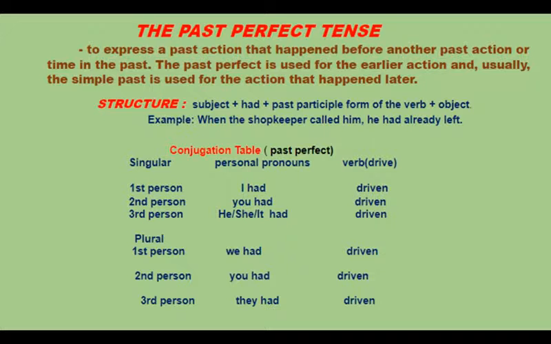Look at the conjugation table of past perfect. So here I have taken the verb drive. Now what is the past participle form of drive? It is driven. The conjugation table can be like this: I had driven, you had driven, he, she, it had driven, we had driven, you had driven, and they had driven.